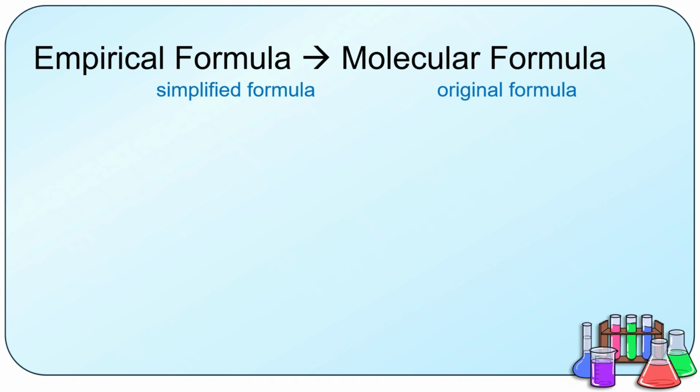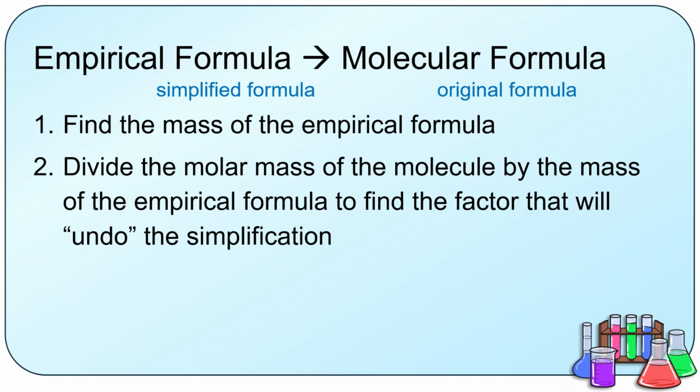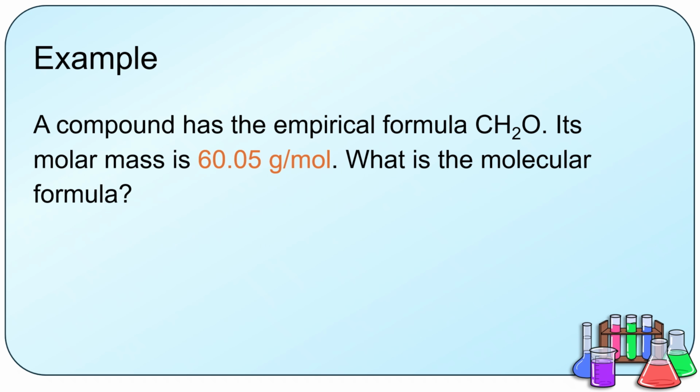Here are the two steps. First, we'll find the mass of the empirical formula. Then we'll divide the molar mass of the molecule by the mass of the empirical formula to find the factor that will undo the simplification. Let's look at an example.